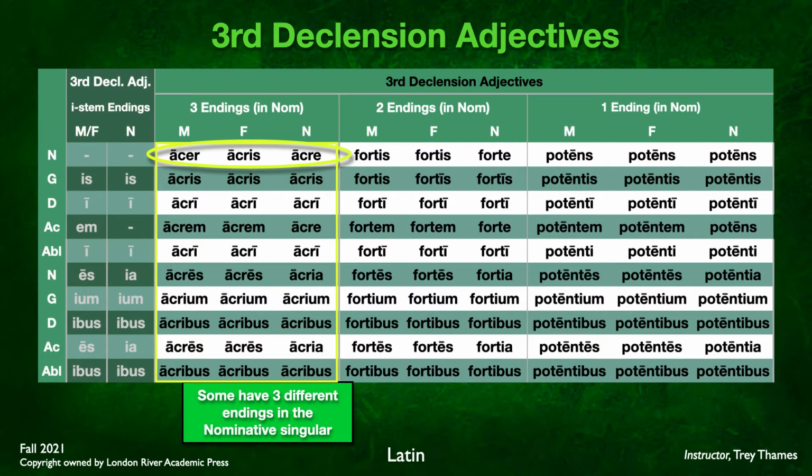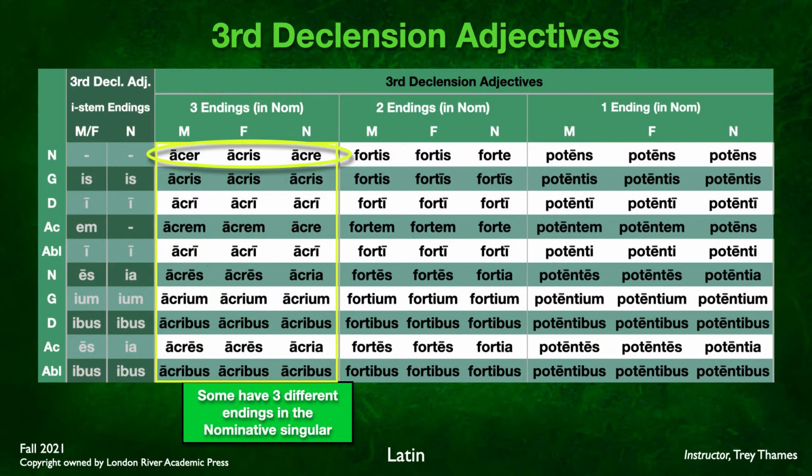In this example, you can see the word acer, acris, acre. This is the masculine, feminine, and neuter forms. Now, as you decline them, you will simply look to the feminine form to find your stem. ACR is the stem. And when you use that stem across all the forms, singular and plural, you simply add to it your third declension i-stem endings.